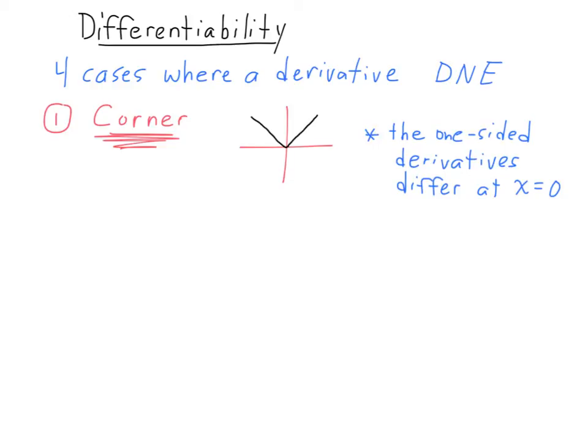All right, we're going to talk about differentiability. That means when a derivative exists. Well, there are four cases where a derivative does not exist. In our first situation here, we call a corner.